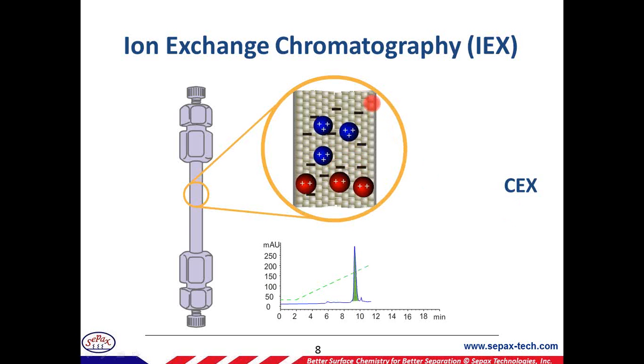As you can see, the resin support has negatively charged functional groups. The column can be re-equilibrated for many runs. So at the end of the gradient, you go back to the initial buffer condition and equilibrate the column, and then reload, re-inject another sample. So it can go many times.